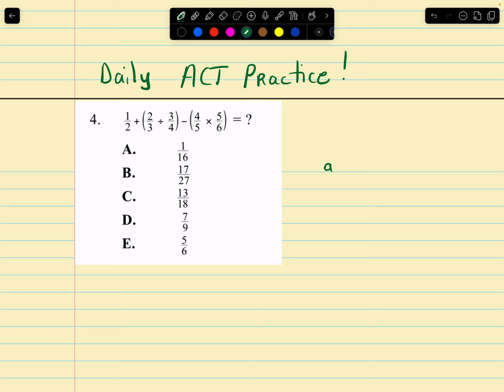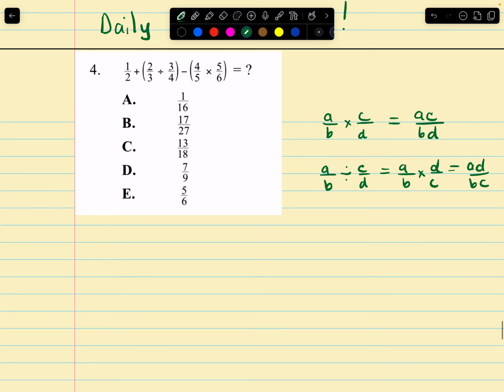When you multiply two fractions, you multiply across the top. So it's A times C over B times D. When you divide two fractions, you are really multiplying by the reciprocal. So it becomes A times D over B times C. And when you add and subtract, you need a common denominator.